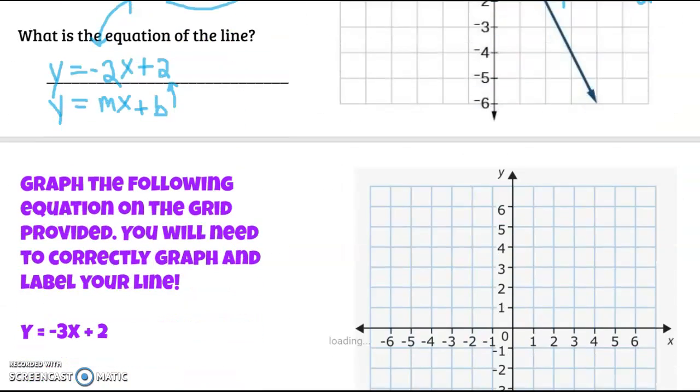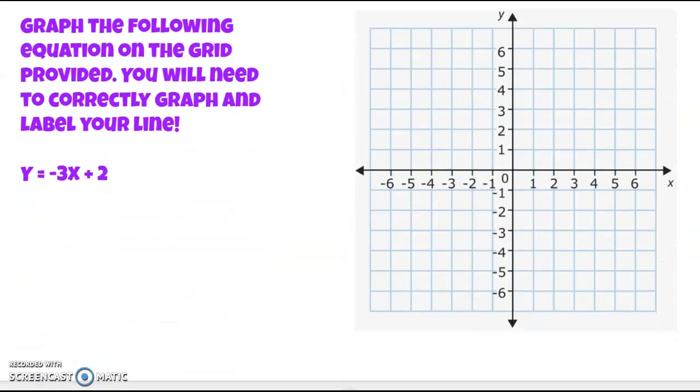Now we're going to go down here and look at the second question. It says, graph the following equation on the grid provided. You will need to correctly graph and label your line. Well, first of all, we know from the last one that the y-intercept is written right here, and I'm just going to abbreviate this. So that's my y-intercept. I'm going to start with my y-intercept of +2. There we go. I put a beautiful dot right there.